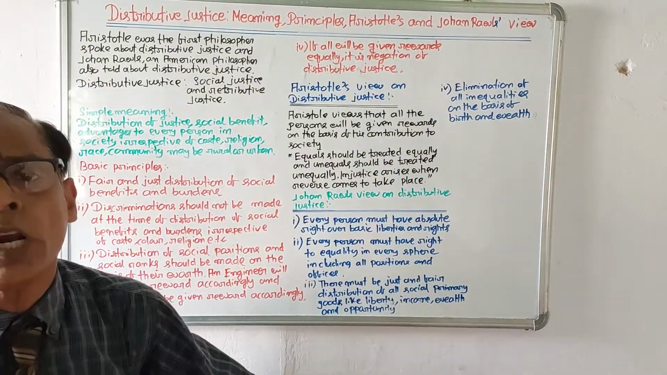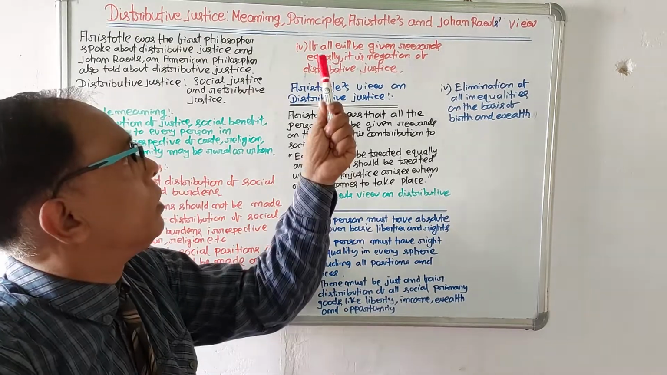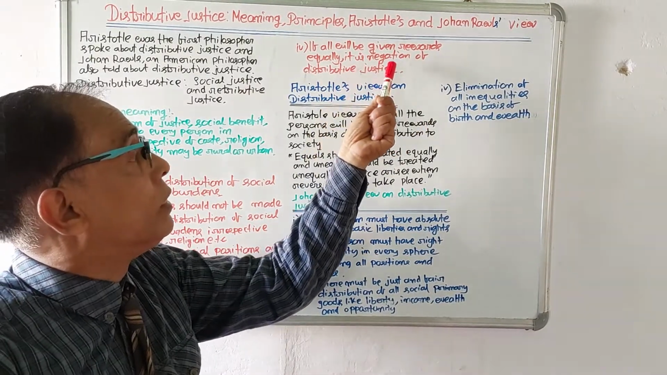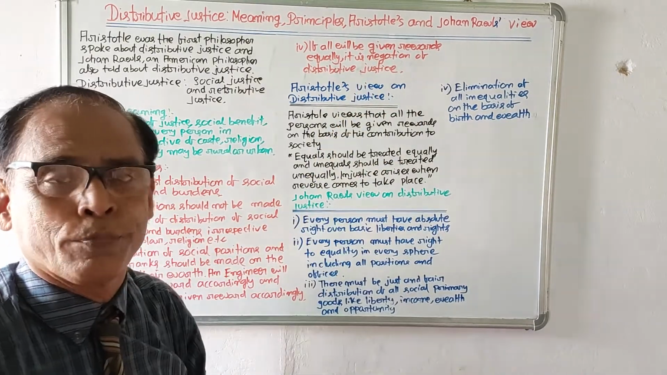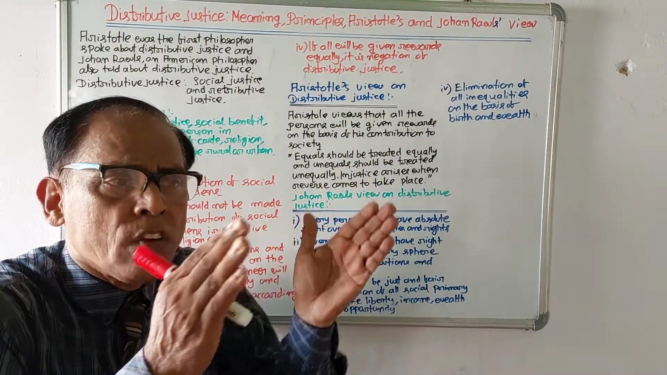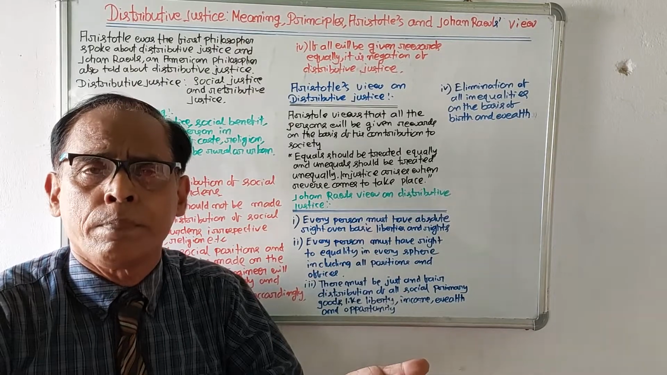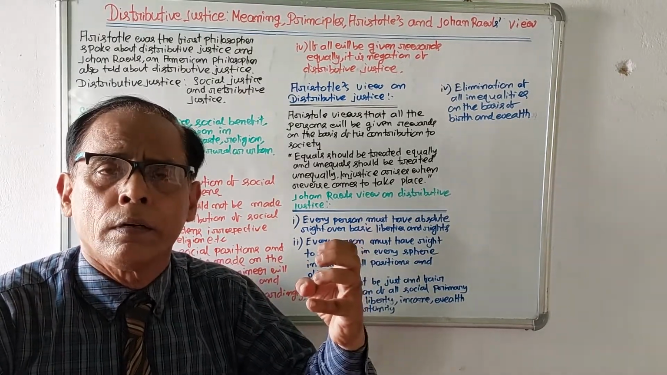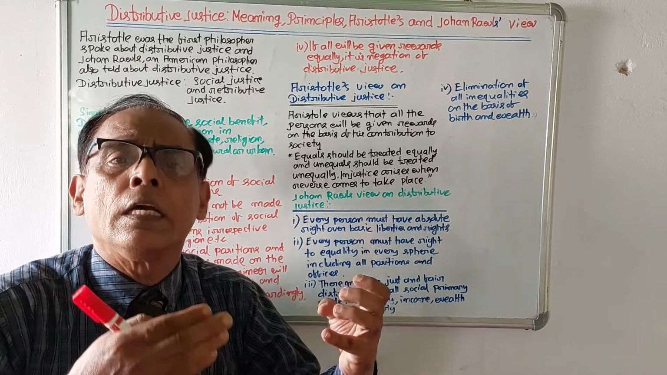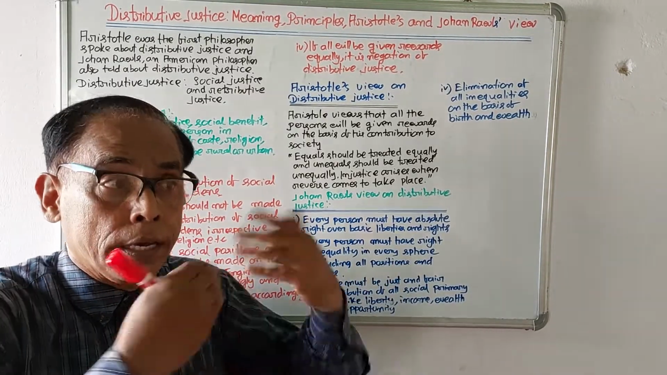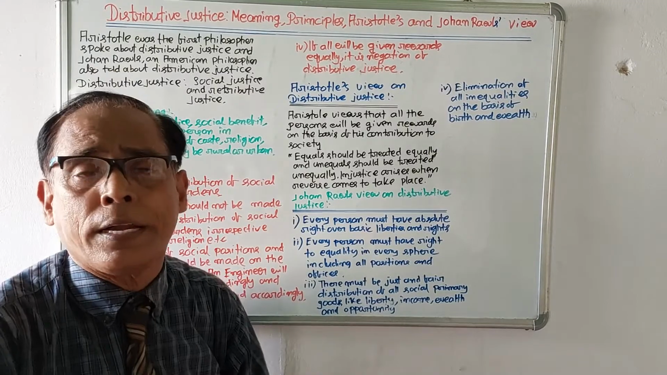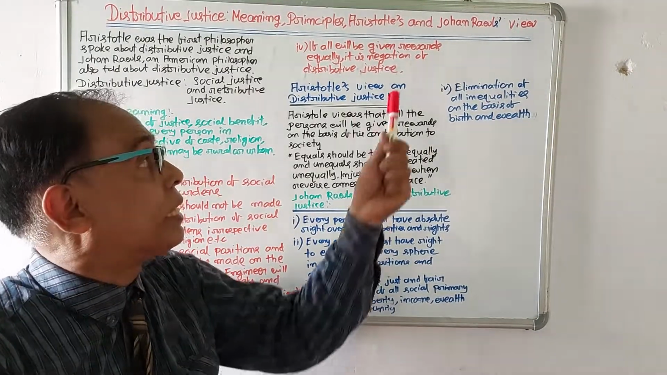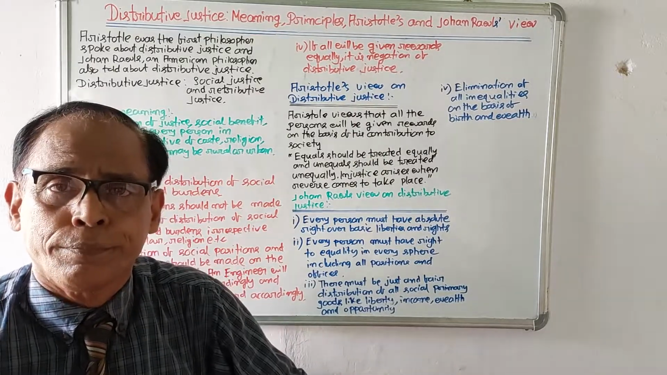Finally, the fourth important principle of distributive justice is that if all will be given rewards equally, it is a negation of distributive justice. All persons will not be given reward accordingly. An engineer will not be given payment as much as a labor will get, or an engineer or labor will not be given the same type of payment.